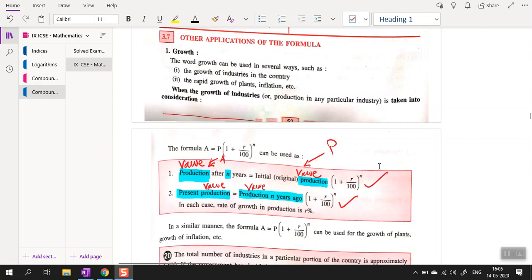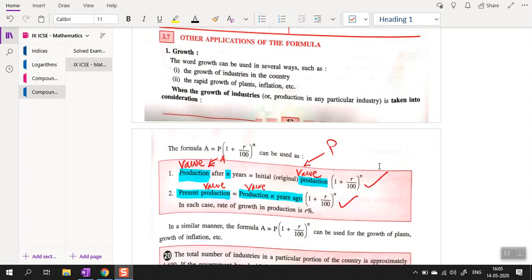Hello, so today we are going to start with the final part of Maths Chapter 3, Compound Interest Using Formula. And in this part, we are going to study the applications of the formula. The application is basically of growth, that is growth in the number of industries or population, and sometimes the depreciation also. Depreciation means reduction in the value.